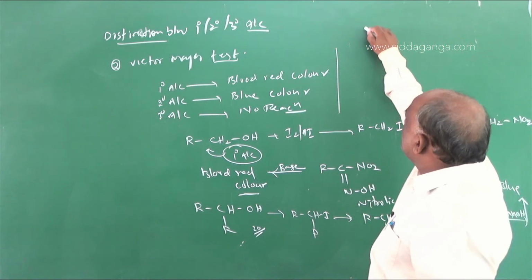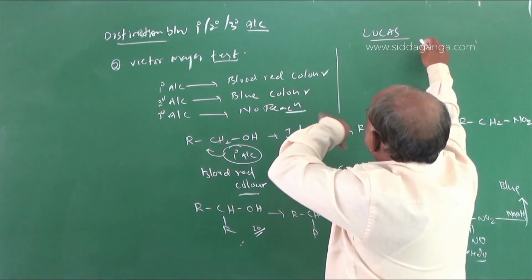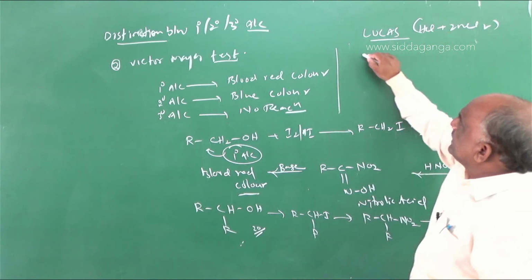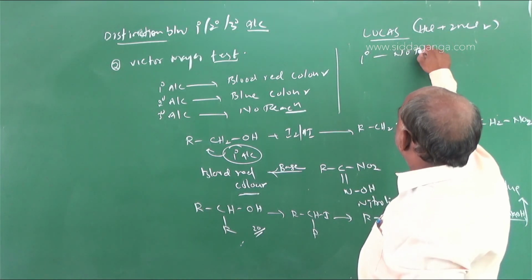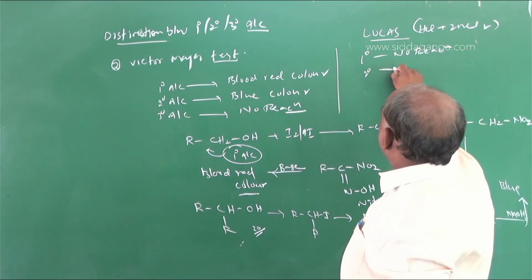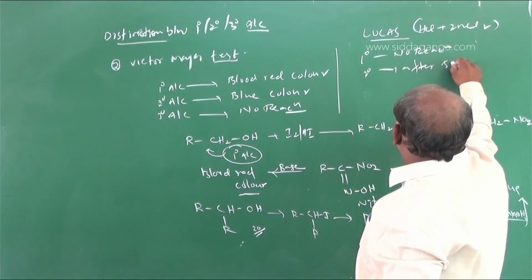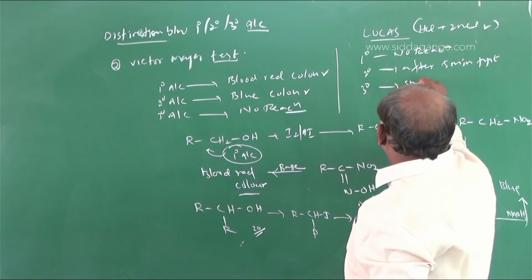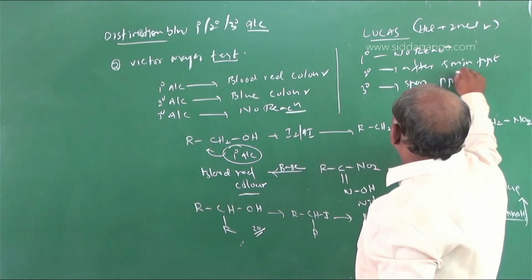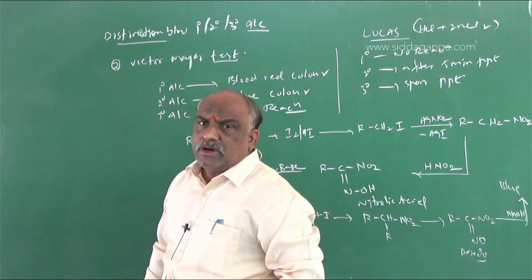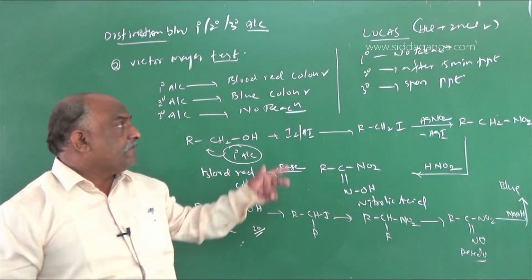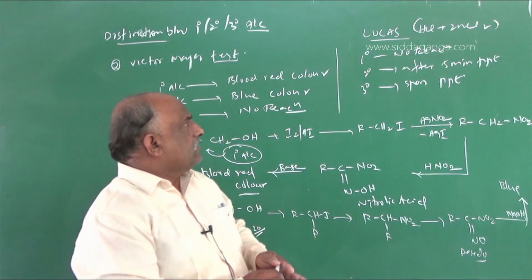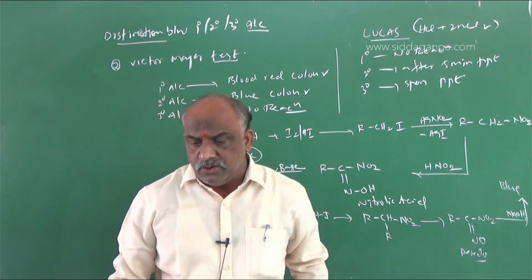On the other hand, we should go with the Lucas reagent. It is HCl plus ZnCl2. Primary no reaction, secondary after 5 minutes precipitation, and tertiary spontaneous precipitation. So these are the differences between Lucas reagent versus Victor Meyer test. HCl and ZnCl2 is said to be the Lucas reagent.